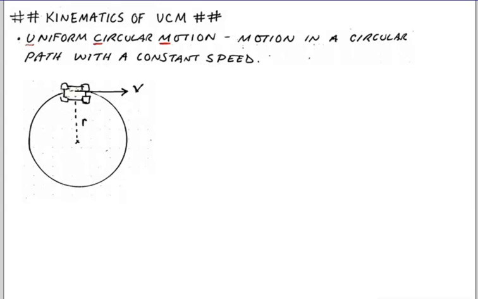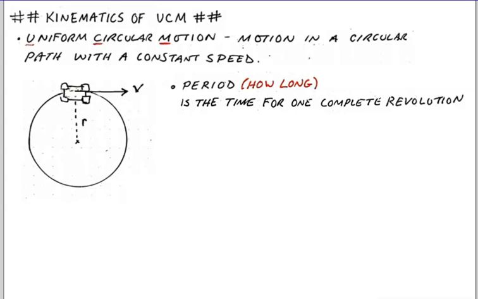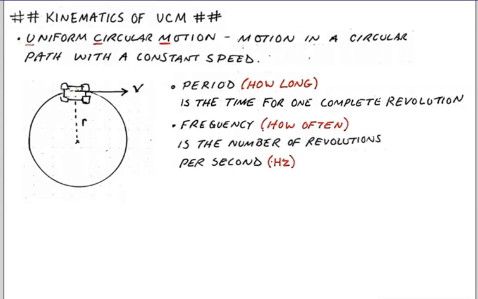We need to define two terms specific to circular motion before we continue. First is how long it takes the car to complete one lap. This is the period of the car's circular motion, which we measure in seconds. One revolution corresponds to one lap, one time around the circular path. The second thing we need to define is how often the car completes one revolution, or one lap. This is the frequency of the car's circular motion. One revolution per second is equal to 1 hertz, or an inverse second.